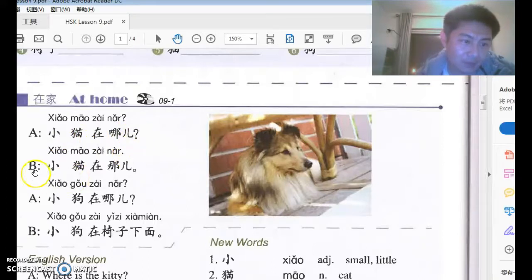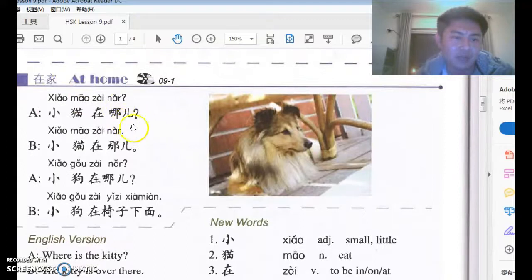Or which place. Now B says 小猫在那儿. 哪儿 is where, 那儿 is there, pay attention to the tones. 那儿 there, 哪儿 where. So try to remember this conversation. A says 哪儿, where, B says 那儿, there. A says 那儿是哪儿, there is where, meaning where is there, and then B says 那儿是那儿, there is there. If you remember that conversation, you remember the difference between 哪儿 and 那儿.